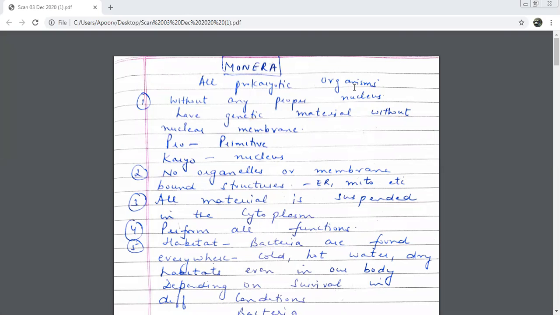You know we have two kinds of bacteria. Those who will take up gram stain, they are known as gram positive.